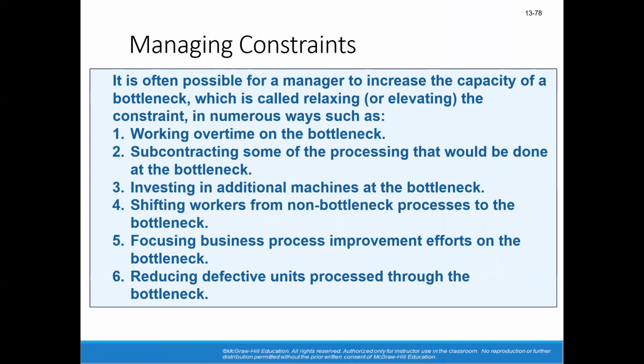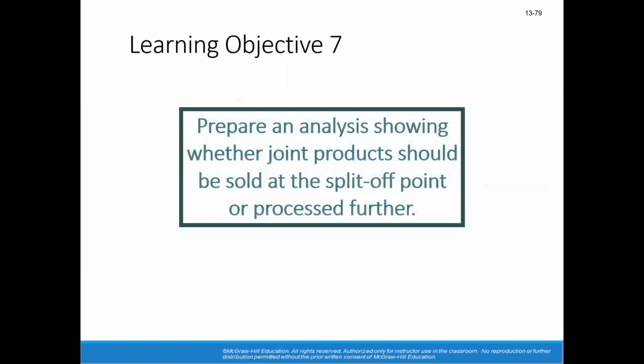It's often possible for a manager to increase the capacity of a bottleneck, the constraint, in numerous ways: by working overtime, subcontracting some of it, investing in additional machines, shifting workers, refocusing business process improvement efforts, and reducing defective units processed through the bottleneck. So there are ways of getting around this.